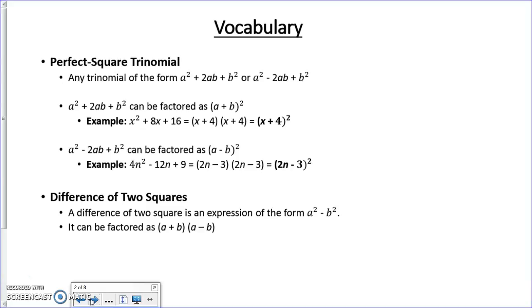The difference of two squares. A difference of two squares is an expression of the form a squared minus b squared. It can be factored as a plus b times a minus b.